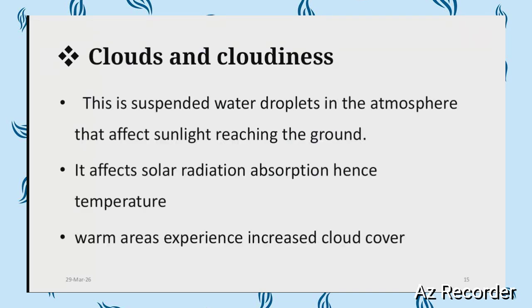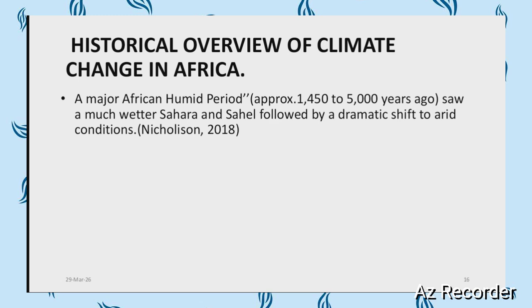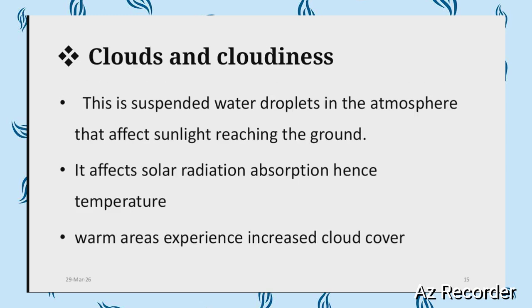Clouds and cloudiness. These are suspended water droplets in the atmosphere that affect sunlight reaching the ground. They affect solar radiation absorption, hence temperature. Warm areas experience increased cloud cover. So that is basically what we looked at.